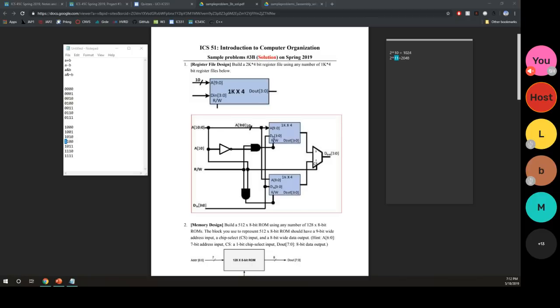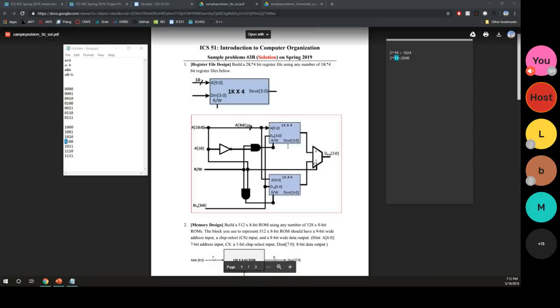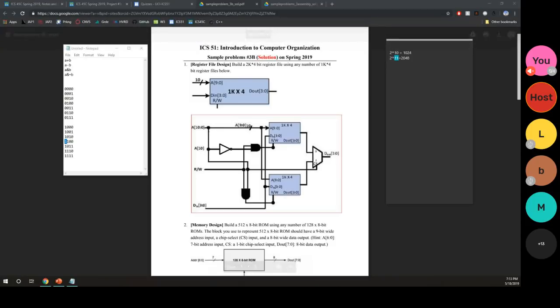If it is 0, you can still read from either one of these, right? But you just won't change anything inside of it. So that's why we also have to take this most significant bit and take it over to this mux at the end, because we still have to choose which file we're reading from.